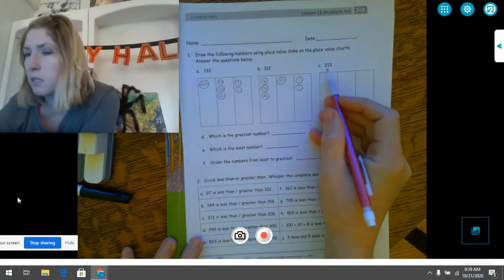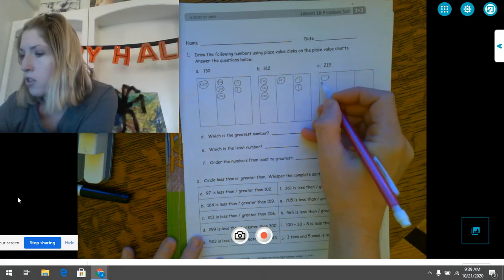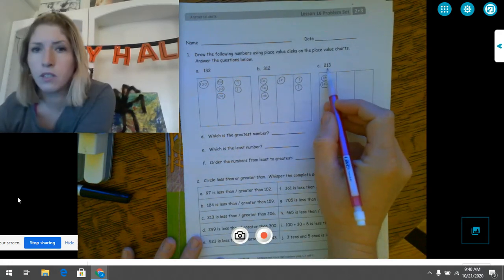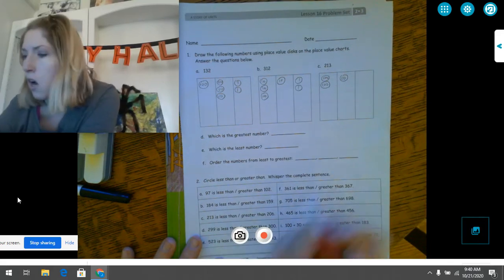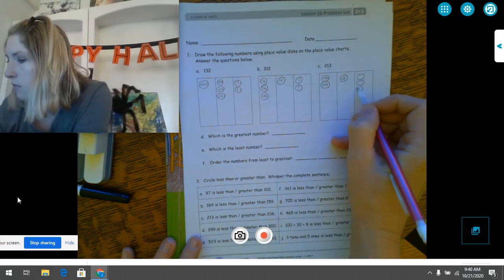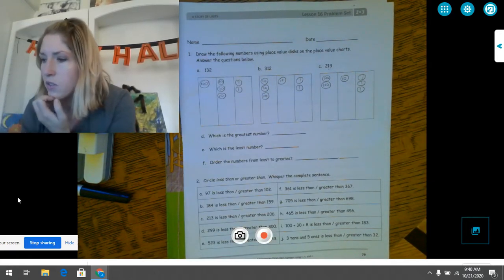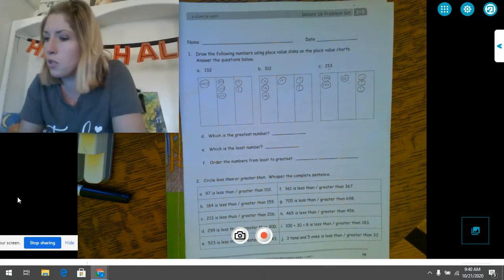213. What number's in the hundreds place for 213? We have 2 hundreds. How many tens are in 213? There's our tens place. We have 1 ten. And how many ones are in 213? 3 ones. Okay, so we drew the following numbers using place value discs on the place value chart. Now we need to answer the questions below.